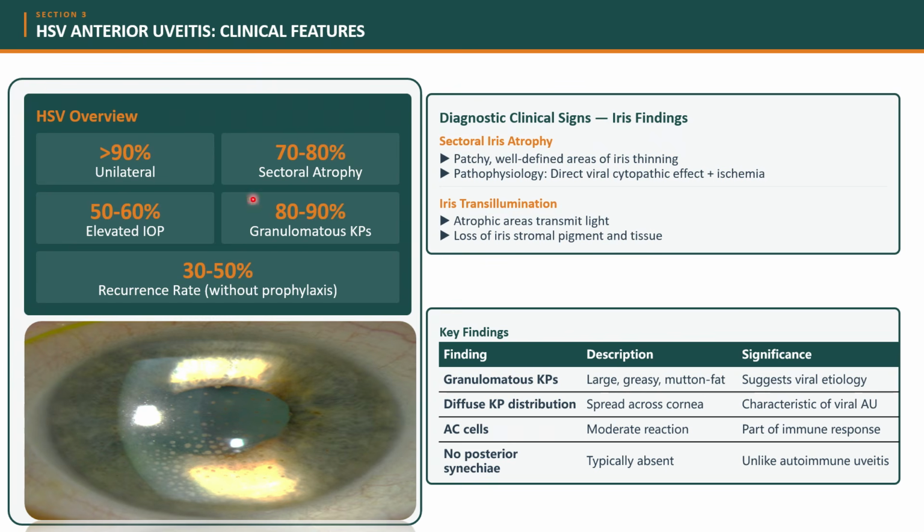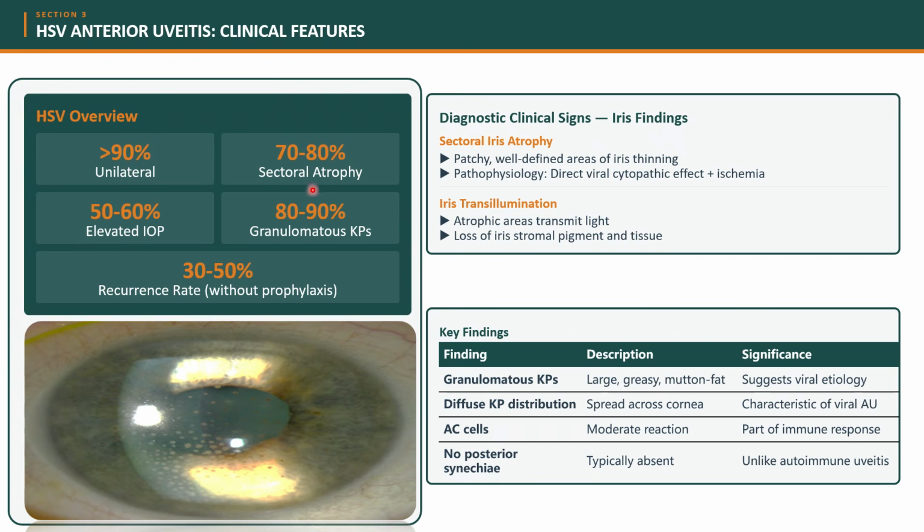Now, herpes simplex: more than 90% are unilateral, and as I said before, most, if not all, viral uveitis is almost always unilateral. Sometimes it is bilateral, but it is rare, especially in immunosuppressed people. If you find bilateral uveitis, think of immune suppression. However, almost always, viral uveitis is unilateral.